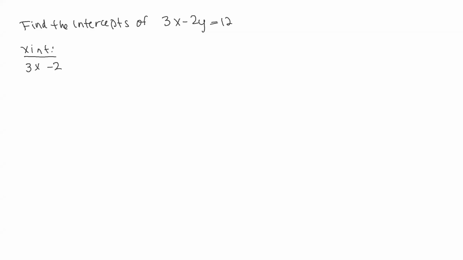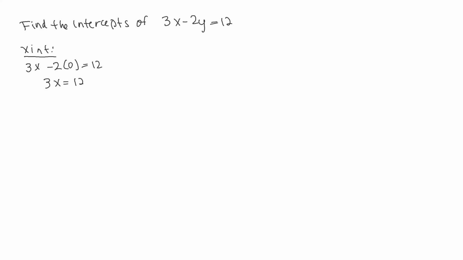The first example is to find the intercepts of 3x minus 2y equals 12. Let's start with the x-intercept. Remember, you let the opposite variable equal 0 and then solve for, in this case, x. So I get 3x minus 2 times 0 equals 12. Well, that's just 3x, so 3x equals 12.